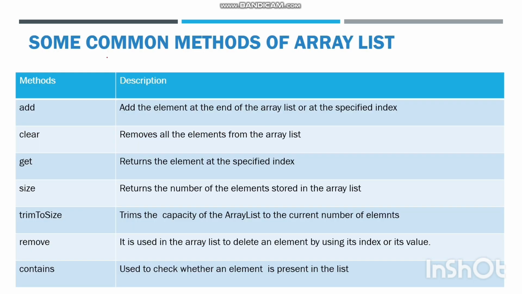So here are the common methods of the ArrayList which are very convenient. First is the add method. It is used to add elements to the ArrayList. Second one, clear. It is used to delete all elements. Get, to get the element at the required position, to fetch the element from the ArrayList. Size, to know the number of elements. TrimToSize, to trim the capacity of the ArrayList to the current number of elements. Okay, since the ArrayList can grow to an unlimited number of elements, if you want to fix the size, you have to use this function, trimToSize. The next one is the remove function. And then the contains function, which is used to check whether an element is present in the list or not.